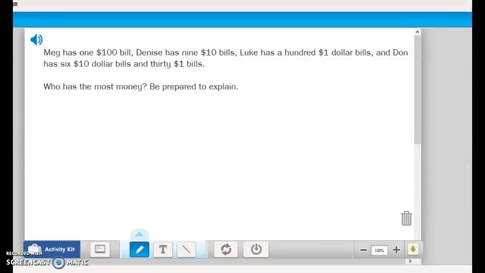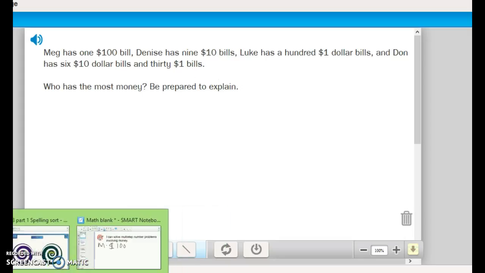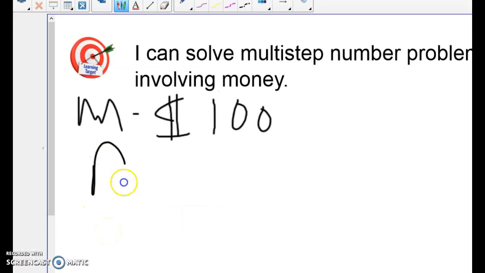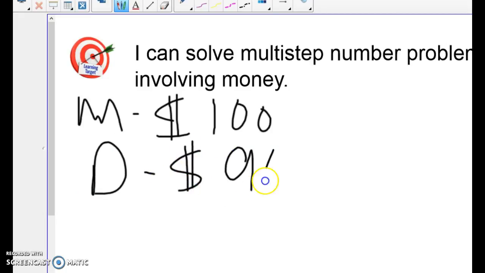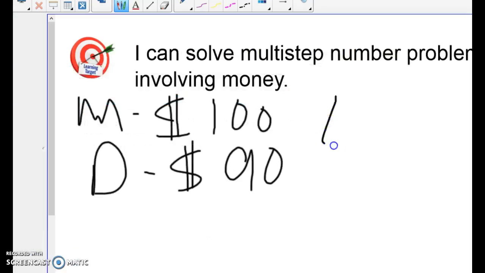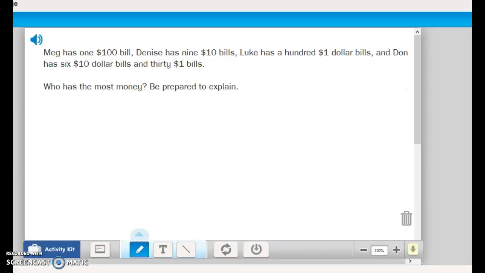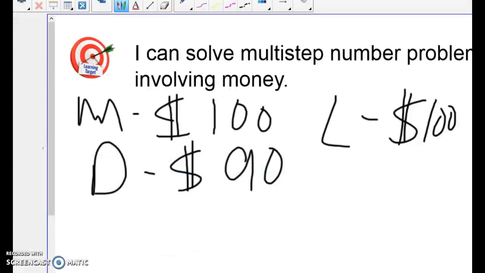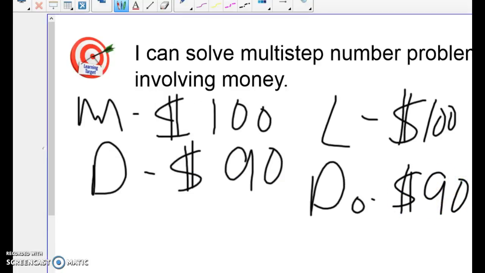Now, if you look at Denise, she has 9 $10 bills, which really is the same as having $90. So Denise has $90. Luke has 100 $1 bills, which is the same as $100. And Don has 6 $10 bills, so 6 times 10, that's 60. 30 times 1 is 30, so Don, I'll put D-O, has $90.